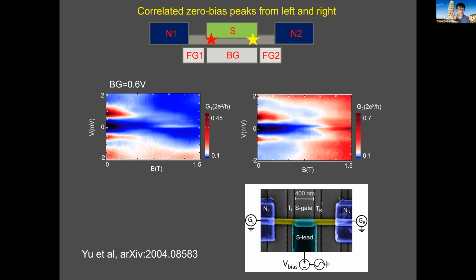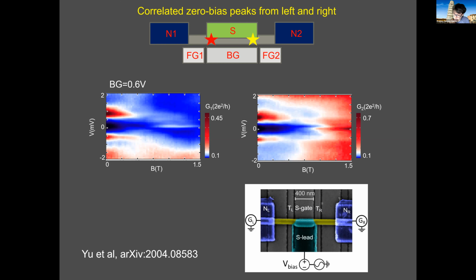And at a field of about half a Tesla, on both sides, we see the appearance of zero bias peaks at the same field in the same device. So this is the correlation of zero bias peaks. And this is something Majoranas should have. They should have such a correlation. Okay. So let's see. All these signatures of Majoranas can be demonstrated: correlation, spin orbit interaction, phase diagram, zero bias peak and its height. They can all be demonstrated.